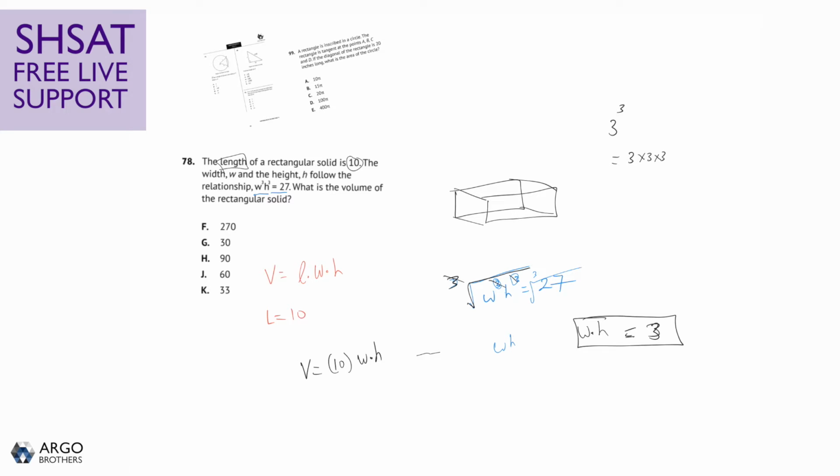Take a look at over here, w times h. I already know what w times h is. W times h is 3, so I can go ahead and plug this 3 in over here. So I have that volume is equal to 10 times wh, which is just 3, and the volume is equal to 10 times 3, which is 30, which is going to be answer choice G.